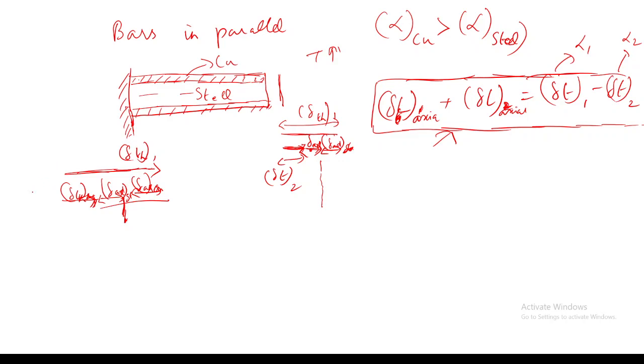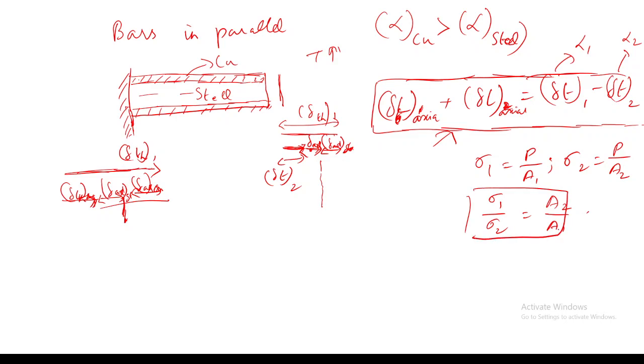The other equation comes from the load, which is the same reaction force acting on both of these, right? So P is constant. Only thing is, A1 will be varying, and for sigma 2 it will be the same P by A2. And if I write sigma 1 by sigma 2, it will be equal to A2 by A1. This is one equation, and from this we will elaborate here.